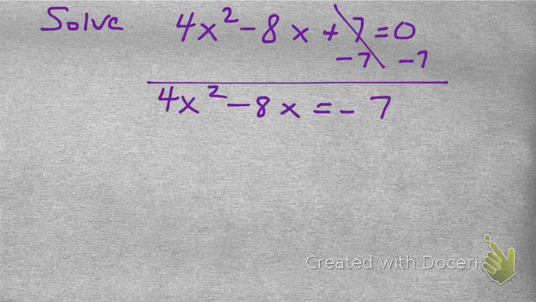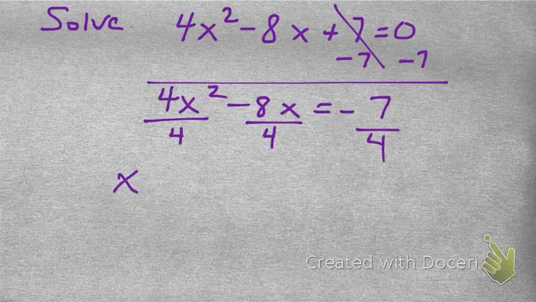Our next step is to divide by the leading coefficient. We'll divide by a. We divide all terms by 4. 8 quarters is 2 wholes. 7 quarters we cannot reduce.